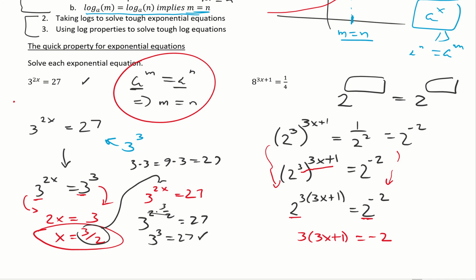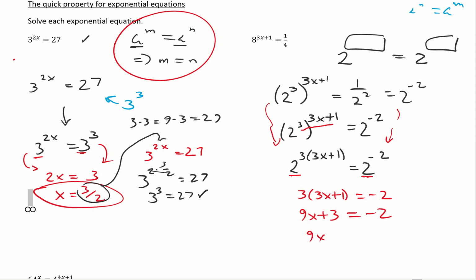We just solve this from here on out. We go 9x plus 3. You've done this before, right? So 9x is negative 5, so x is negative 5 over 9. By the way, you don't have to check your work. It's going to be true. If you did the math right, you're going to have an answer. It's not like other problems where you had to check to see and all that stuff.